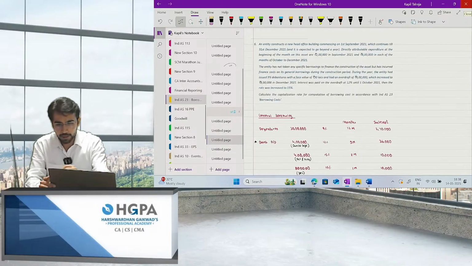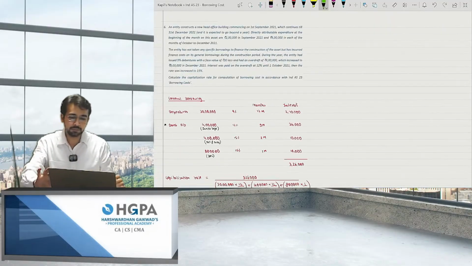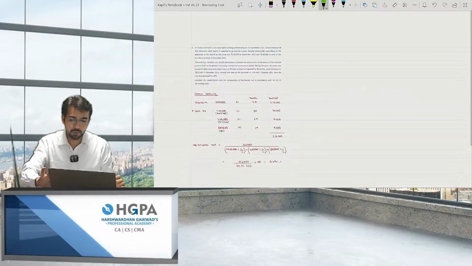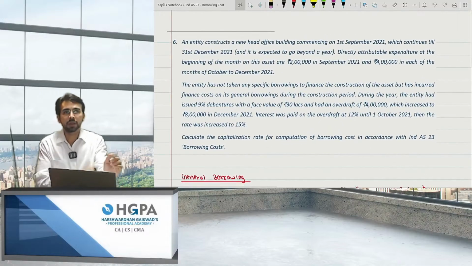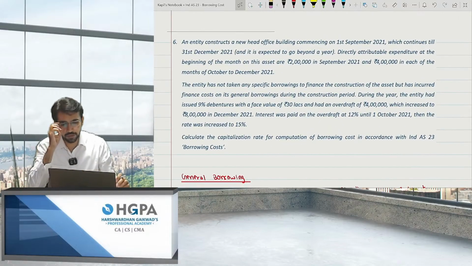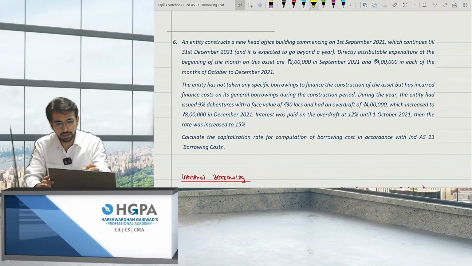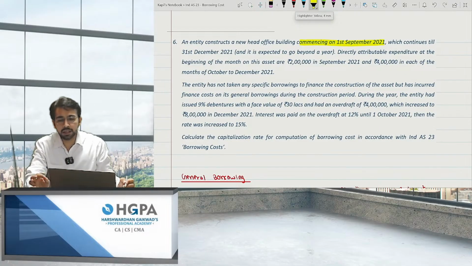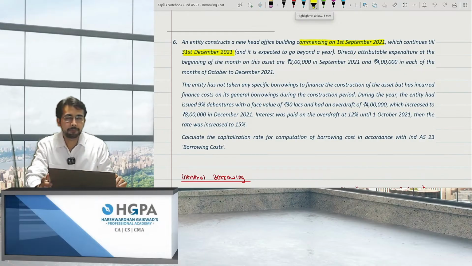Okay. The next one. 6th question. An entity constructs a new head office commencing on 1st September 21, which continues till 31st December 21, and it is expected to go beyond a year. See what they are telling. They commenced on 1st September 21, which continues till 31st December 21, and is expected to go beyond a year.